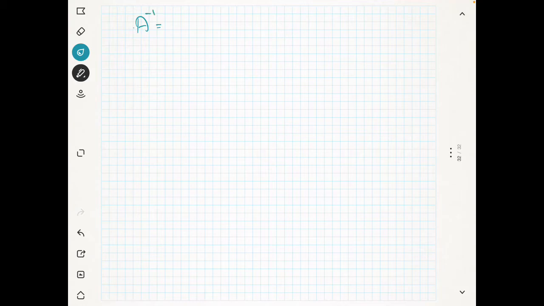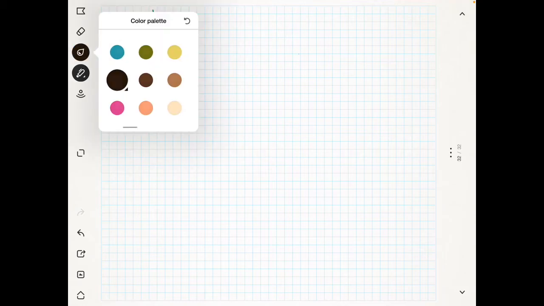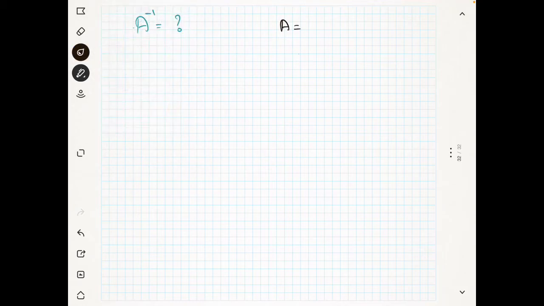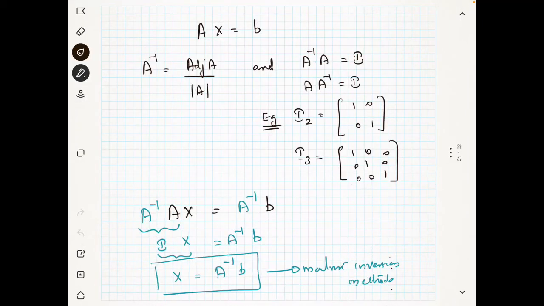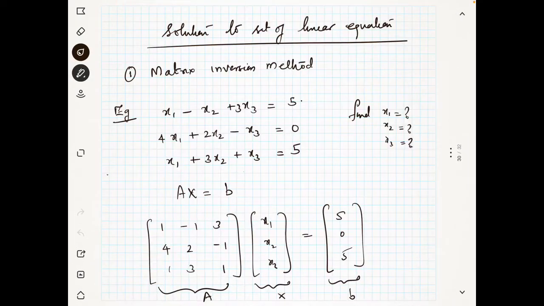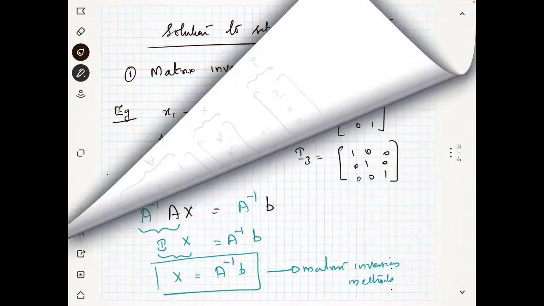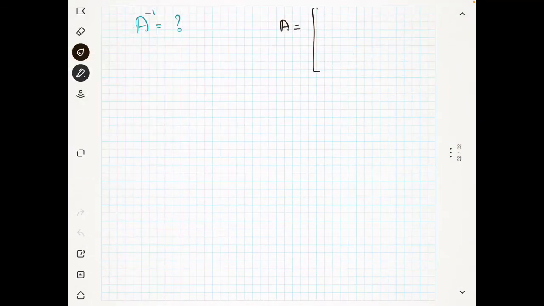You want to find A inverse. This is our matrix A, and I will rewrite it again. The matrix A is 1, minus 1, 3; then 4, 2, minus 1; 1, 3, 1. So this is our matrix. Now we are going to find the cofactor of this matrix.